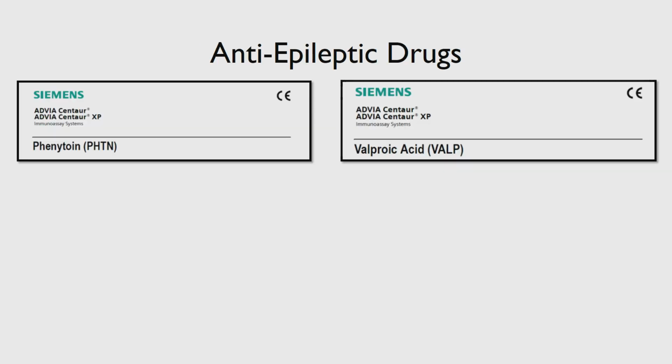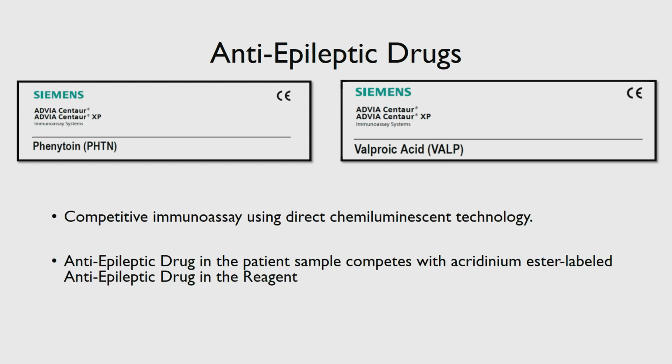So to discuss the anti-epileptic drugs, we are performing them on the Siemens platform using the Siemens kit for all the 3 drugs, phenytoin, valproate, and carbamazepine. And it's a competitive immunoassay with direct chemiluminescent technology. The principle is that the anti-epileptic drug in the patient sample competes with the acridinium ester labeled anti-epileptic drug in the reagent. So to practice the TDM, we follow the anti-epileptic best practice guidelines for TDM by Patsalos in 2008, which has been updated in 2018.